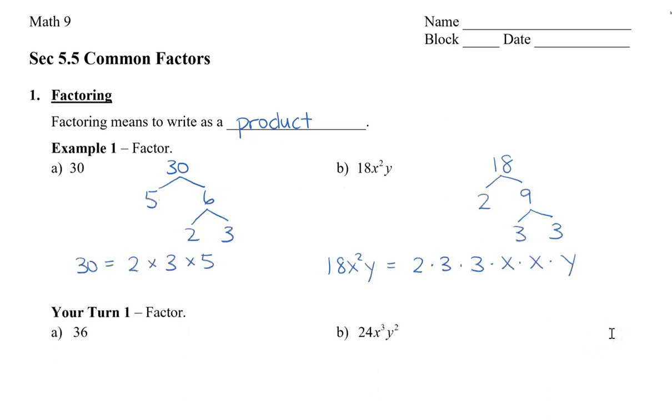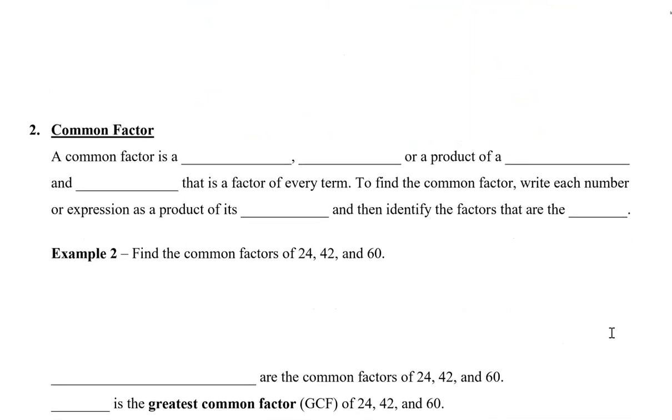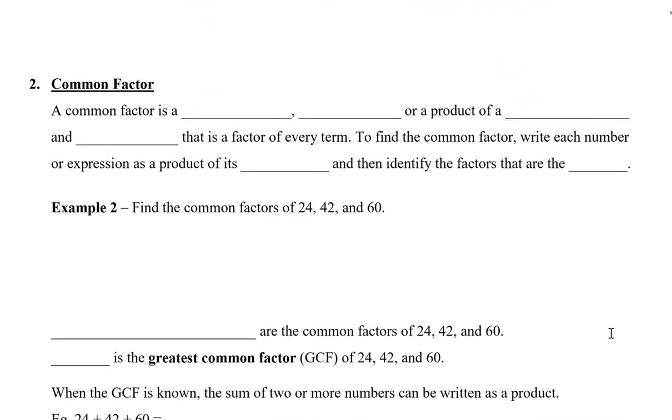Now that we know how to factor, let's look at how to find common factors. So a common factor is a number, a variable, or it could be a product of a number and a variable, but it must be a factor of every term. Now, to find the common factor, write each number or expression as a product of its factors. And then we're going to identify the factors that are the same.